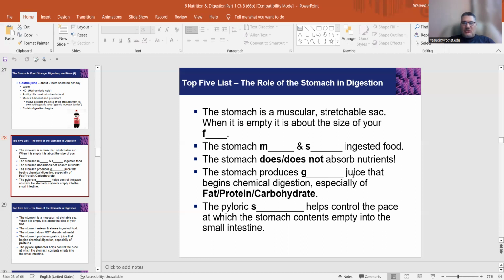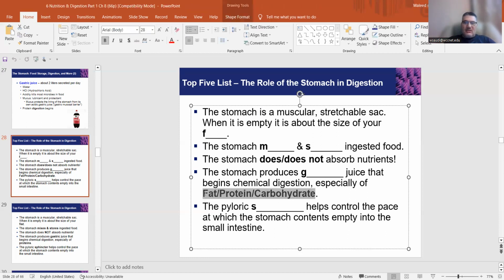Stomach produces gastric juice. What's the gastric juice? The acid, mucin, and enzymes. Most importantly, acid and enzymes, to break down the three types that you see in the food, which is fat, protein, and carbohydrates.